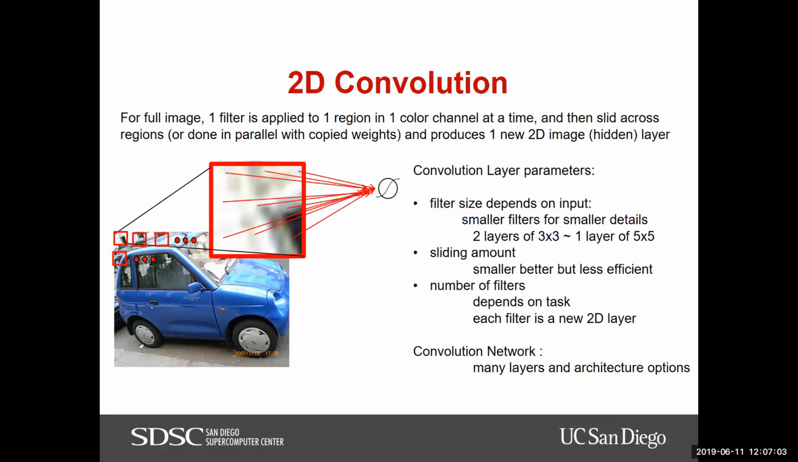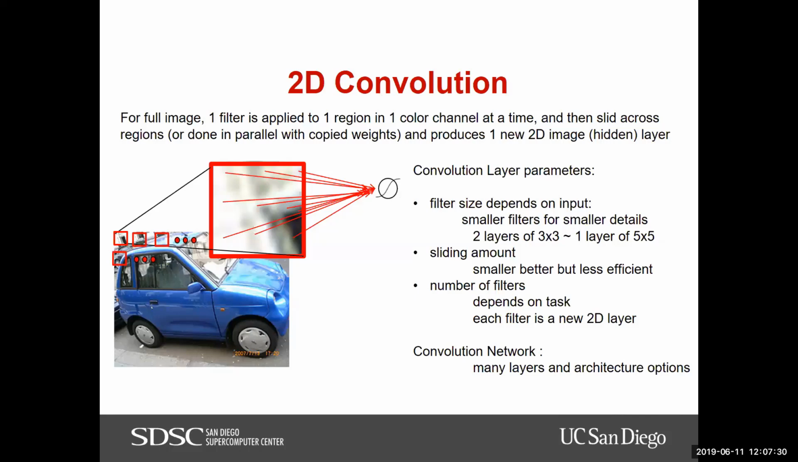Okay, so now let's take the same idea to a complete image. Here I have a picture of a car. I'm going to have some filter that's going to be applied to some region in the image. So there's a little patch; I'm just going to take my filter, apply it to that patch, and slide it across the top row, the second row, and so forth. And this is actually the basis of a convolution neural network.